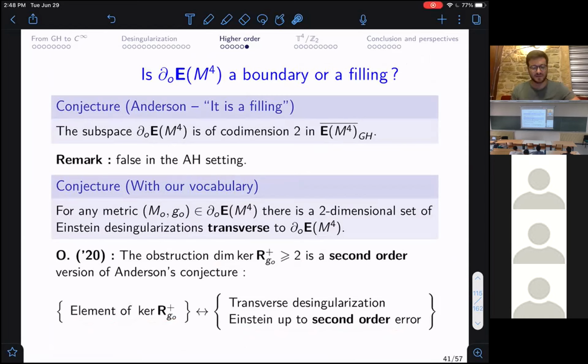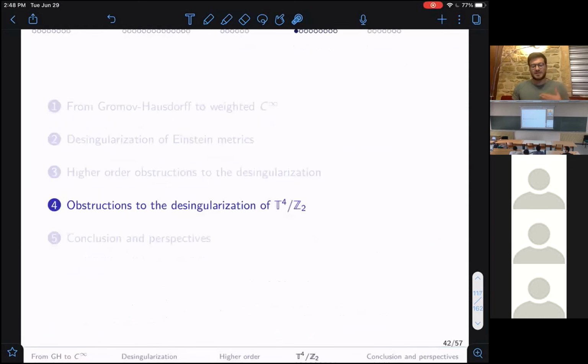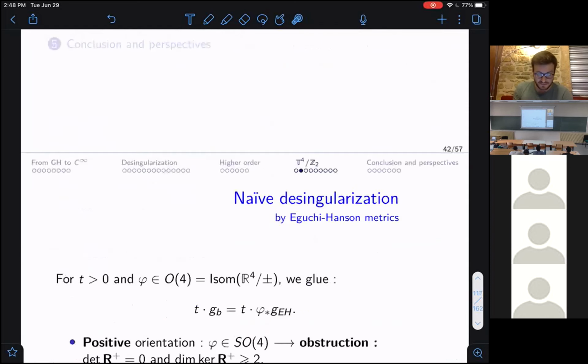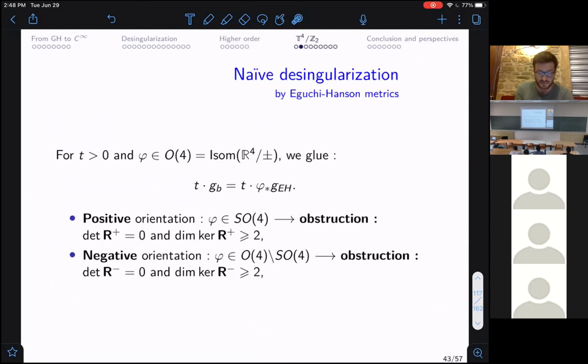Okay, so let's now test these higher order obstructions in an example, which is T4 mod Z2, which is of interest. Let's take T4 mod Z2 that I defined before, and let's glue Eguchi-Hanson metrics to it. We want to glue rescaled Eguchi-Hanson metrics, but we also want to rotate them before gluing. So we apply some element of O4 before gluing. If the gluing is done in the positive orientation, then the obstructions are on R plus, and if not, they are on R minus. So the orientation is important for us.